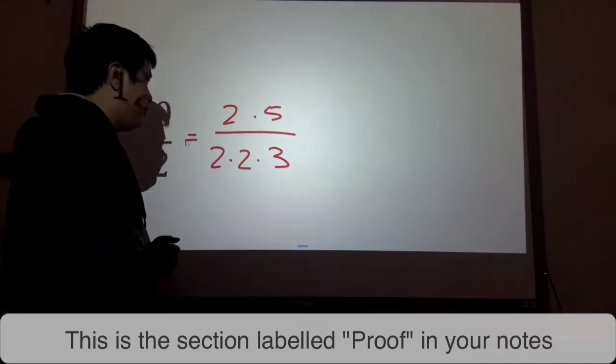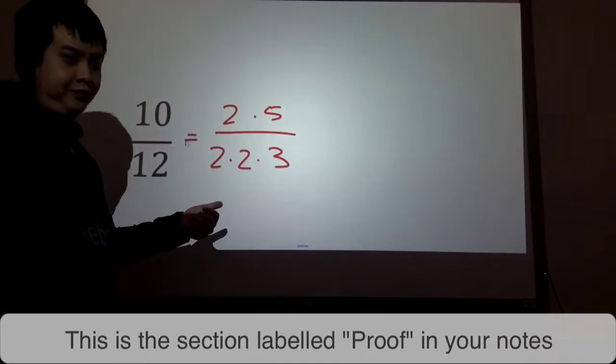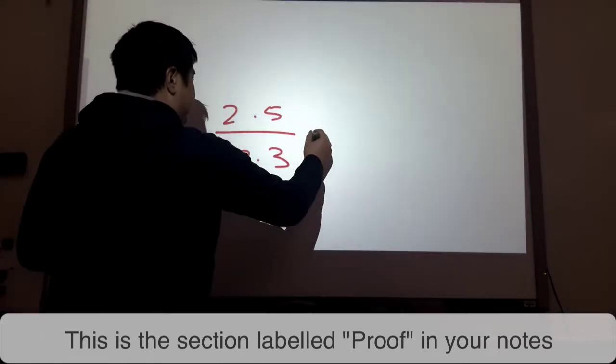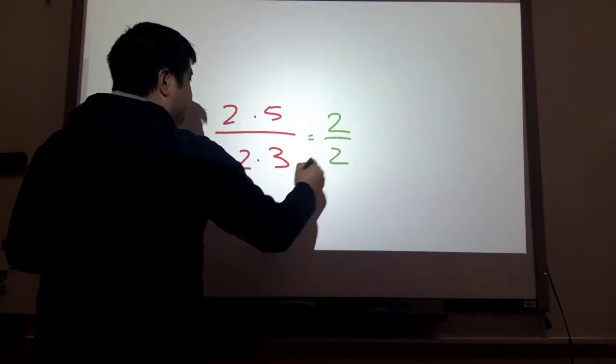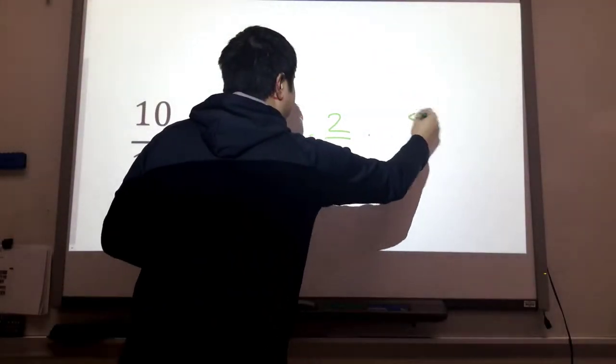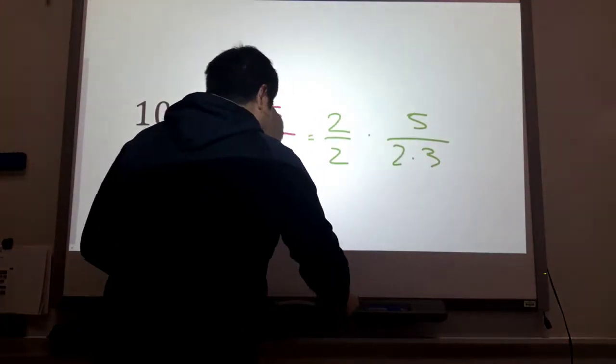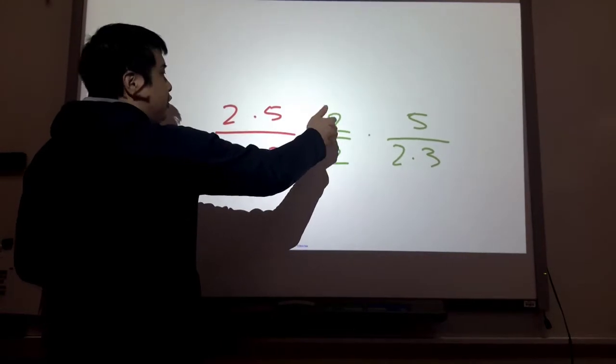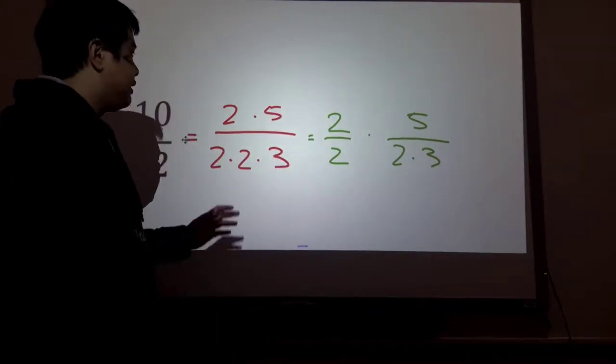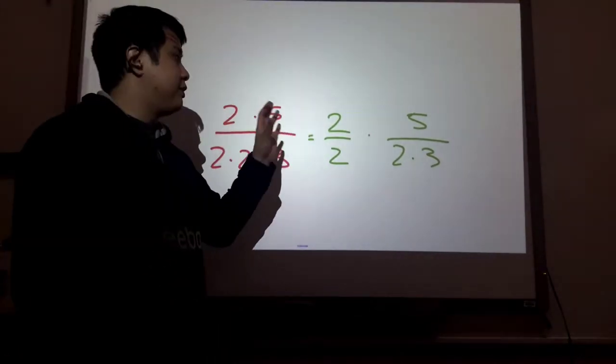So, you can see that they both share a 2. And what this actually equals is the same thing as 2 over 2 times 5 over 2 times 3. All I've done is bring these 2 and 2 over on the outside. Because remember, when we're multiplying fractions, we just simply multiply across.